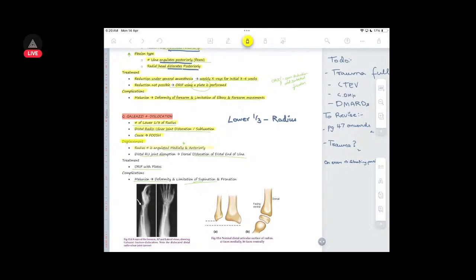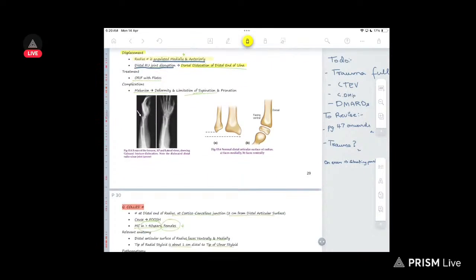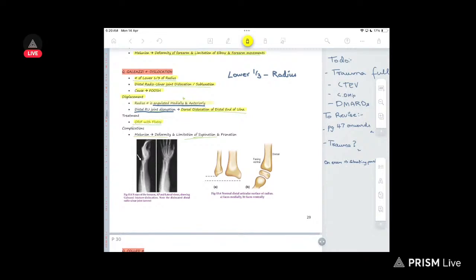In this case of displacement, the radius is angulated medially and anteriorly, and the distal radioulnar joint will be disrupted. There is dorsal dislocation of the distal end of the ulna. Treatment: you do open reduction with internal fixation with plates, and there can be malunion, deformity and limited supination and pronation.